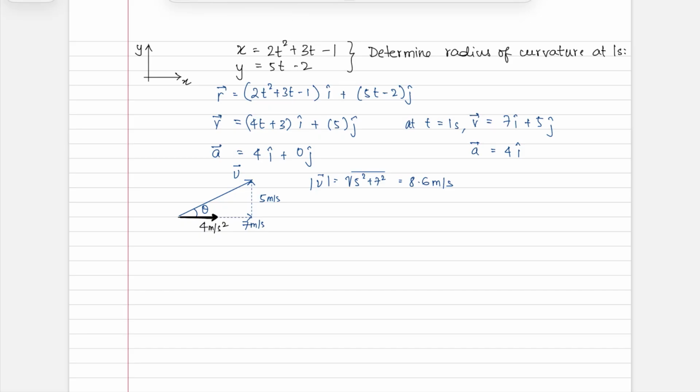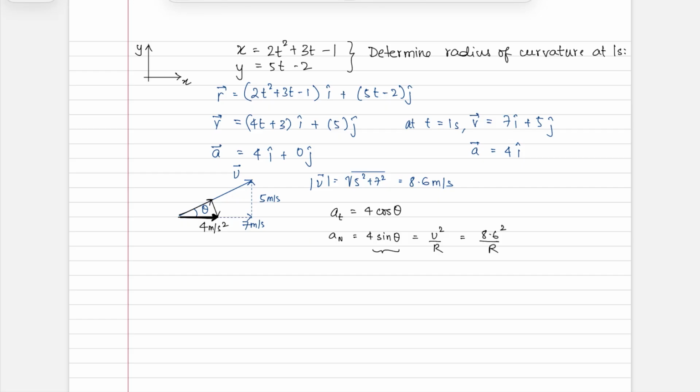So A tangential would be equal to 4 cos theta, and A normal would be equal to 4 sine theta, right? So 4 cos theta plus 4 sine theta gives you your net acceleration. And this A normal is equal to v square by R, where we have already v is 8.6, square divided by R. We don't know theta yet, but that's an easy fix.